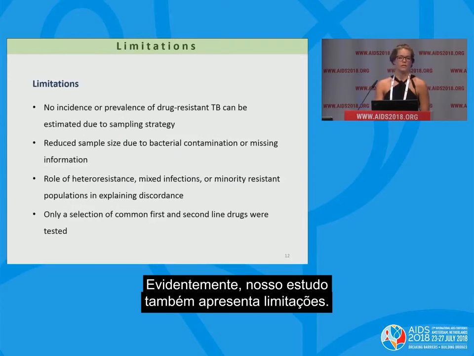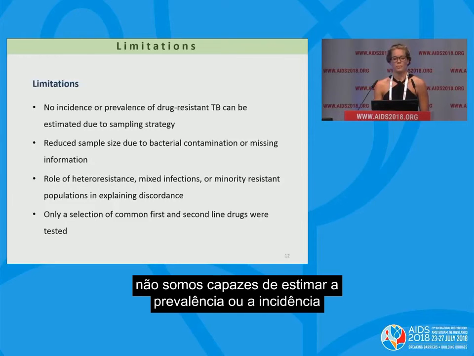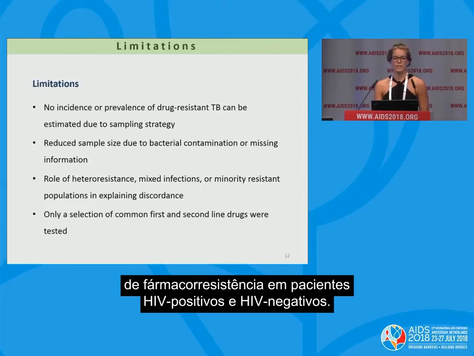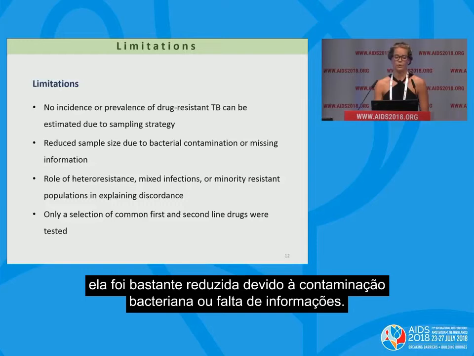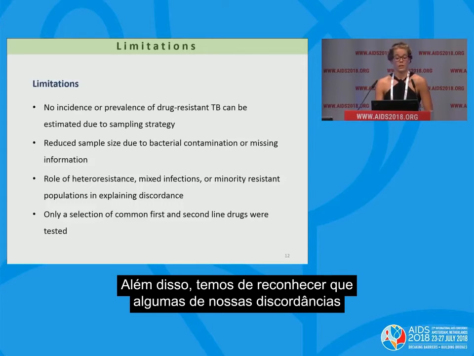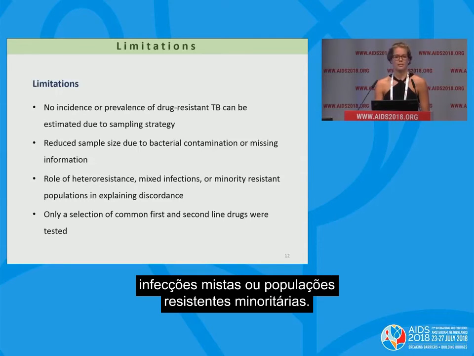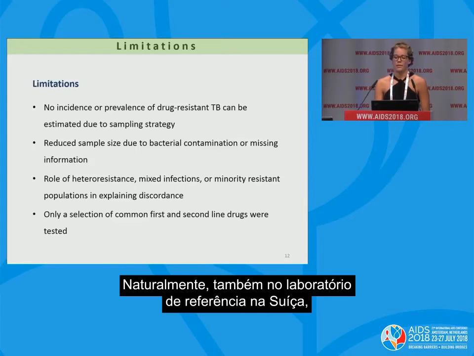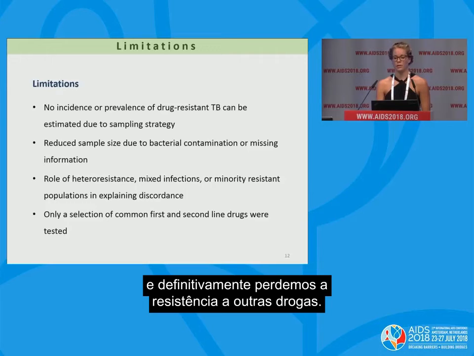Of course, our study also has limitations. First of all, due to our sampling strategy, we are not able to estimate the prevalence or the incidence of drug resistance in HIV-positive or HIV-negative patients. Although we exceeded our planned sample size, it was quite reduced due to bacterial contamination or missing information. Also, we have to acknowledge that some of our discordance might be explained by heteroresistance, mixed infections, or minority-resistant populations. And of course, at the reference laboratory in Switzerland, we only tested common first and second line drugs and definitely have missed resistance to other drugs.